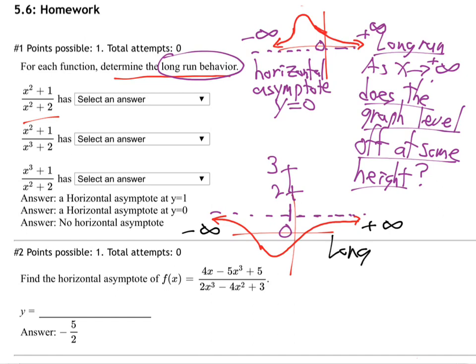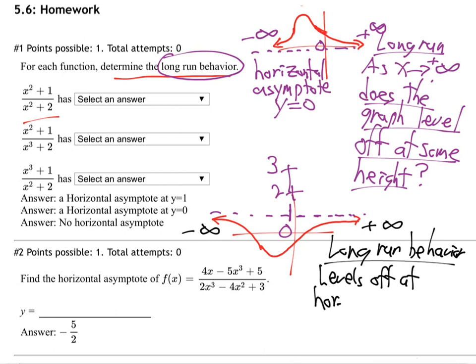So the long-run behavior of that graph, way off to the right, way off to the left, does it level off? It levels off at a horizontal asymptote. That dotted line is called a horizontal asymptote. This right here, horizontal asymptote. Y equals positive 1. That would be at a height of positive 1. That's something else that can happen. Sometimes, to the right and the left forever, a graph will level off at a height of positive 1.